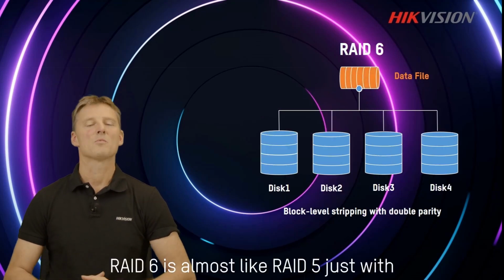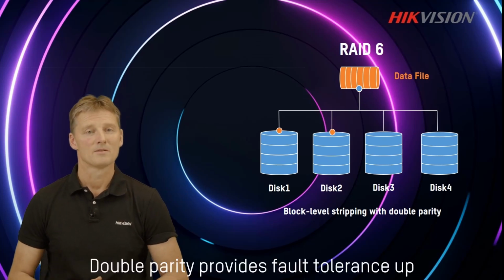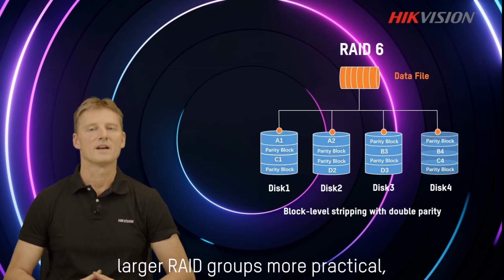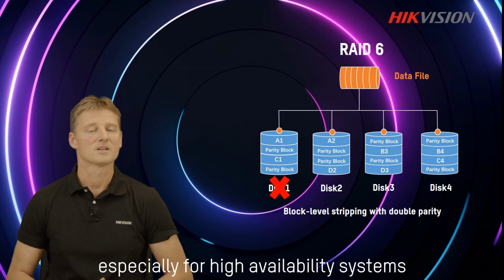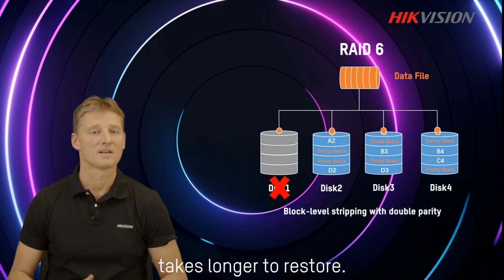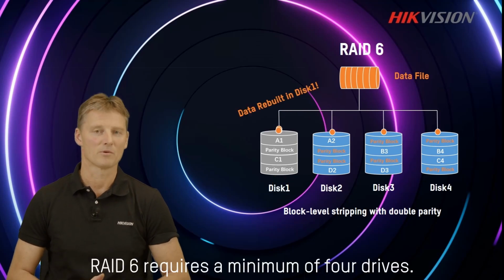RAID 6 is almost like RAID 5, just with double distributed parity. Double parity provides fault tolerance up to 2 failed drives. This makes larger RAID groups more practical, especially for high availability systems, as large capacity drives take longer to restore. RAID 6 requires a minimum of 4 drives.